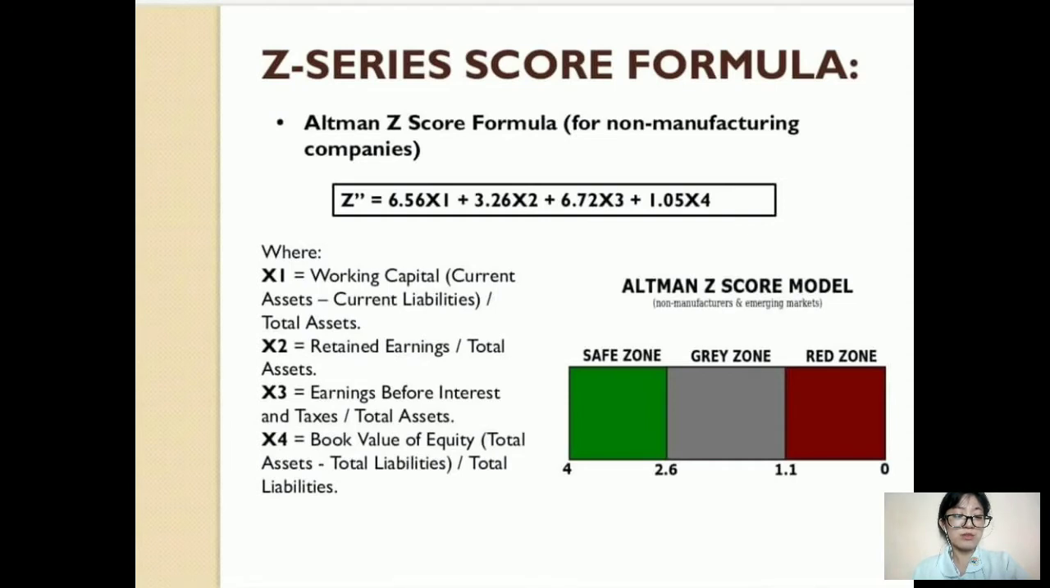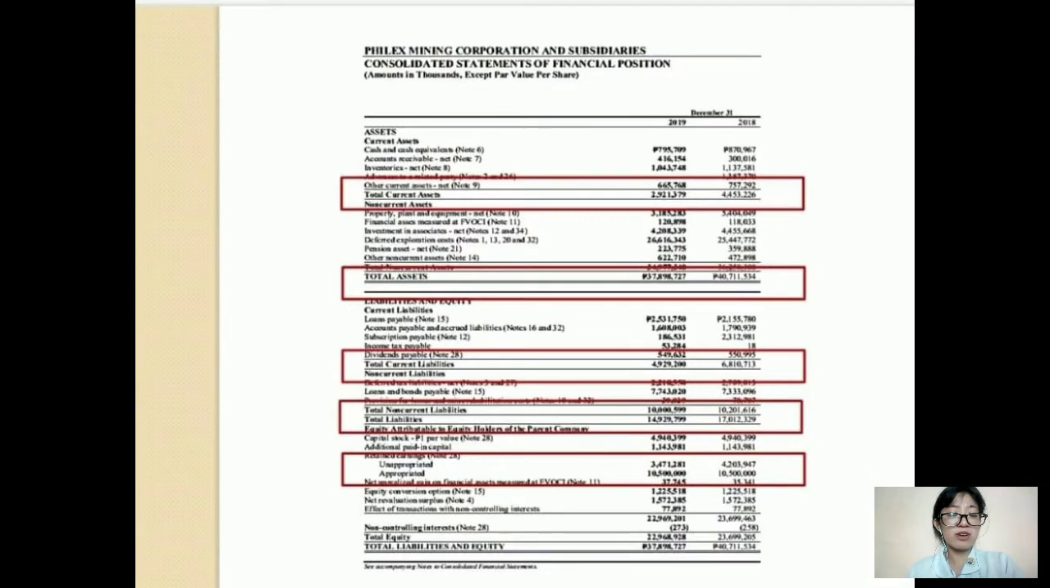And if the value of Z is over 2.6, it represents that the company is in the safe zone, and such a company is less likely to go bankrupt and is considered to have good financial health. An example is the financial statement of a non-manufacturing company, Philex Mining Corporation and subsidiaries. I'll be using the year 2019, and here are the components that are included.